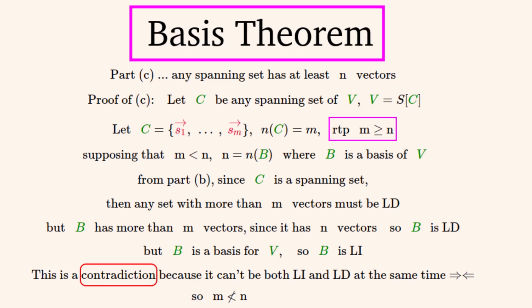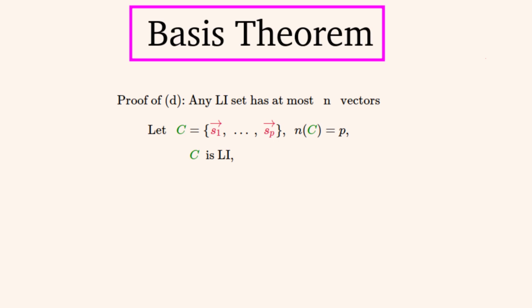And so m can't be less than n. And we can rewrite this as m must be greater than or equal to n, which finishes part C of the proof, because we've shown what was required. Now to prove part D of this theorem, that any linearly independent set must have at most n vectors. We'll set C to be this set of vectors, with the number of vectors in this set being set to P. And to prove this, we're required to show that P is less than or equal to n.